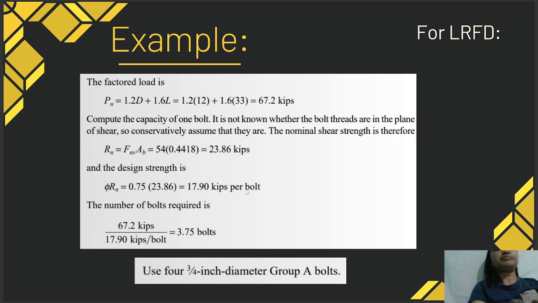So that is per bolt. We solved it for one bolt. Next, solve for the number of bolts required, which is the factored load over the design strength we solved. So 67.2 over 17.90 kips per bolt. The result is the number of bolts, which is 3.75 bolts. So round up, and we have 4 of the 3/4 inch diameter Group A bolts.